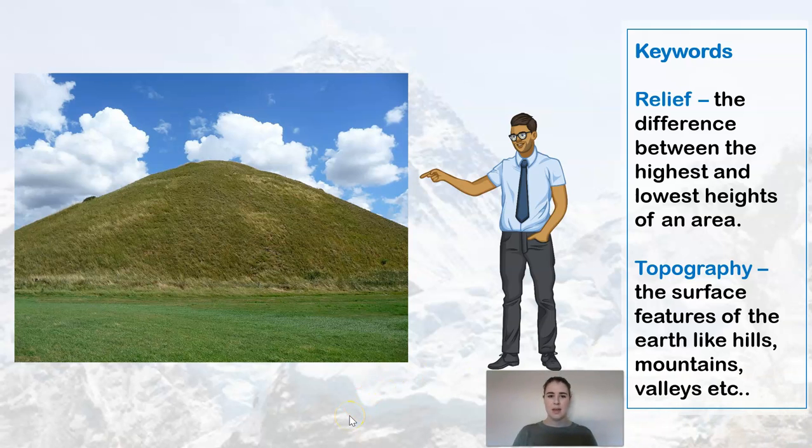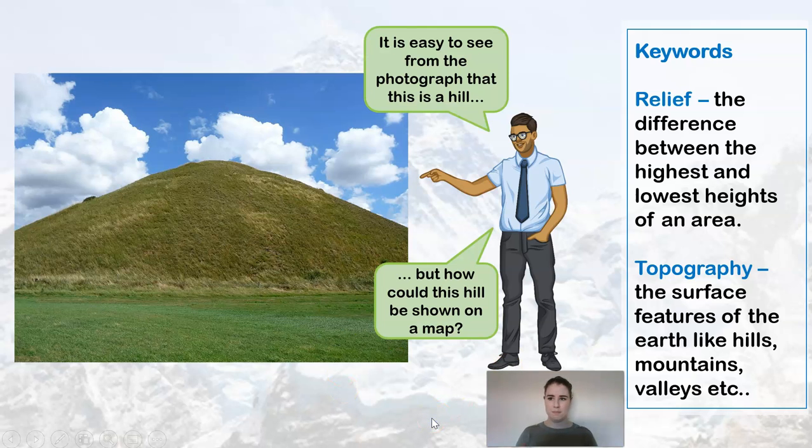So here we have a hill, okay? Now we can see when we look at a hill how tall it is. We can see that it's a hill because we can see how far off the ground it is, okay? But to look at our keywords here, we need to look at identifying how we'd be able to locate this on a map, okay? So the two keywords that we're looking at for this lesson is we have the relief.